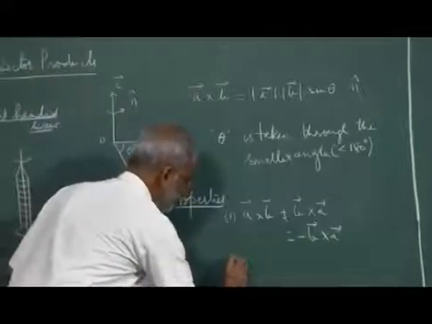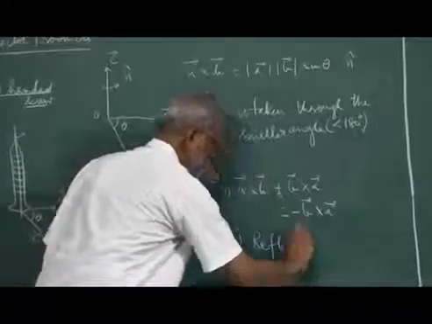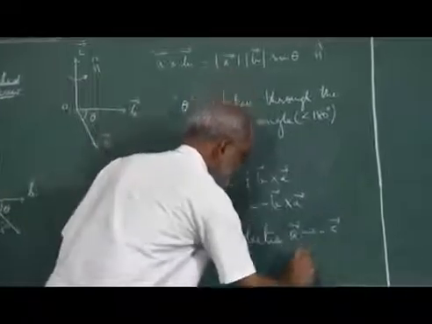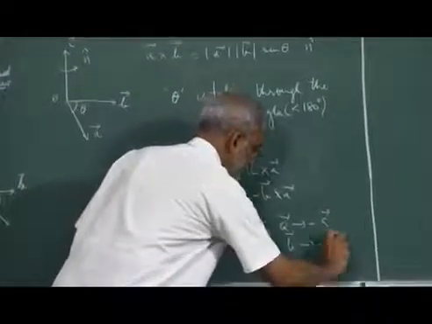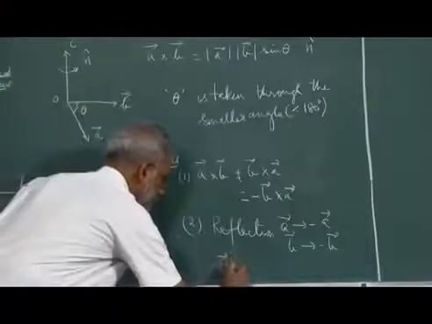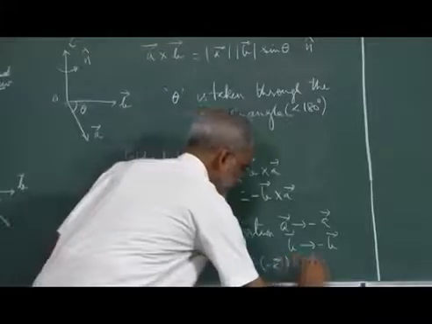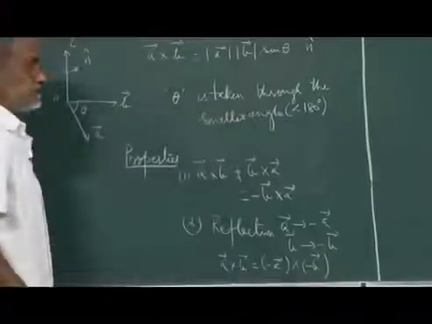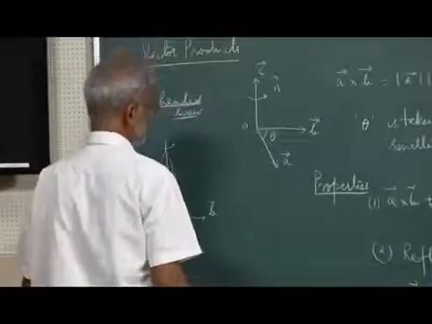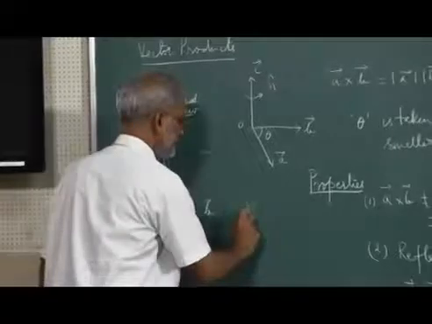Now, under reflection, what do I mean by reflection? A goes to minus A and vector B goes to minus B, then A cross B is the same as minus A crossed with minus B. So under reflection the cross product remains the same, it remains invariant. Now an easy property is the third property.